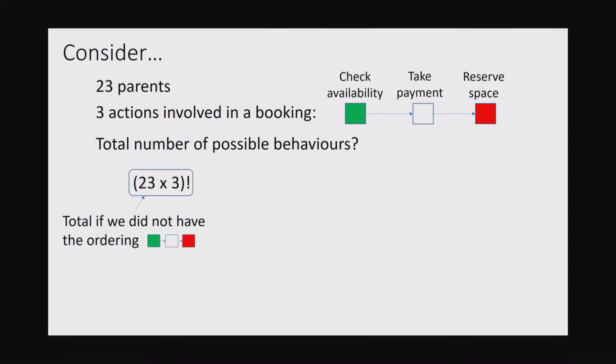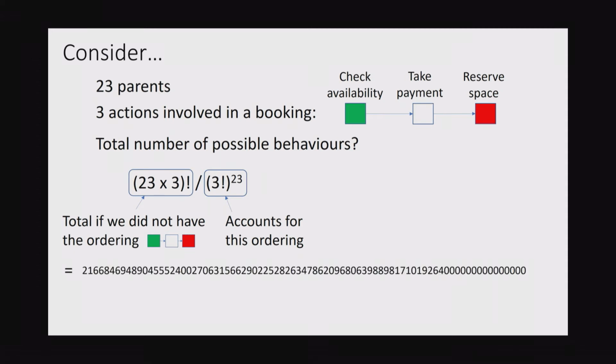Okay, so if we didn't care about the order, green, white, red, then there would be 23 times 3 factorial ways we could permute the 69 events that would occur if we have 23 parents that could do 3 events. Right? The trouble is that a given parent's got to do green, then white, then red. So we need to divide this number by 3 factorial, which is the number of ways that a parent's events could be permuted, to the power of 23, because there were 23 parents. And the number is this, which is a really big number.